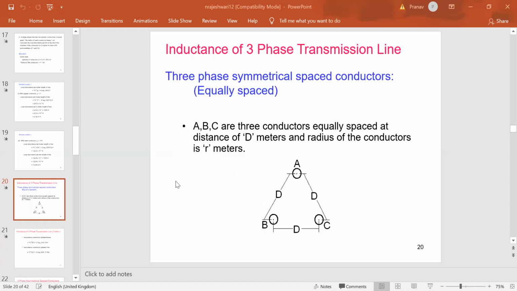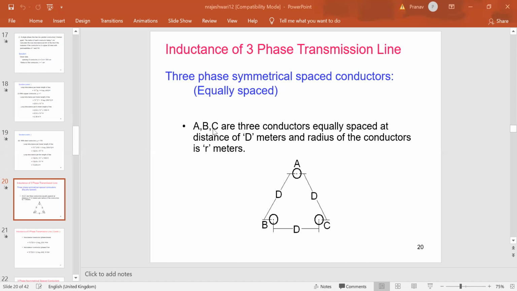This is all about inductance of single phase line. And coming to the inductance of three-phase transmission line, in this three-phase transmission line we have two classifications: three-phase symmetrical spaced conductors, which are equally spaced, and three-phase asymmetrically spaced conductors with unequal spacing. So these are the two types of three-phase transmission lines. First, we'll see the three-phase symmetrical spaced conductors with equally spaced conductors.